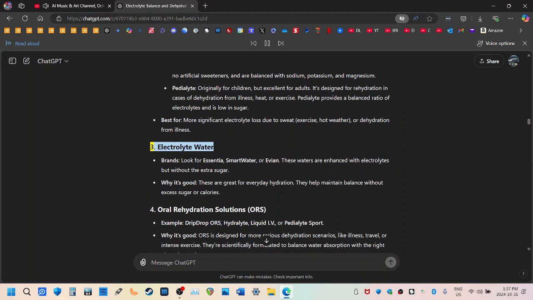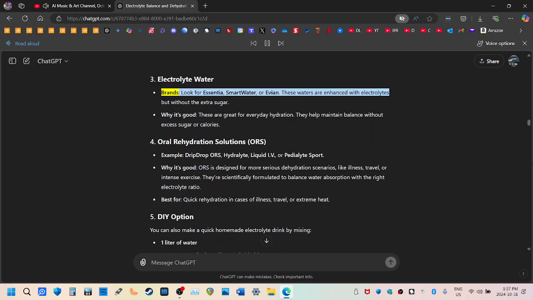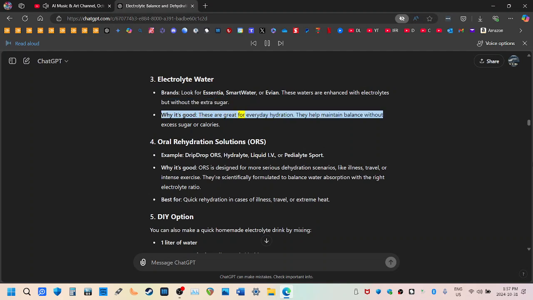3. Electrolyte water. Brands: look for Essentia, Smart Water, or Evian. These waters are enhanced with electrolytes but without the extra sugar. Why it's good: these are great for everyday hydration. They help maintain balance without excess sugar or calories.